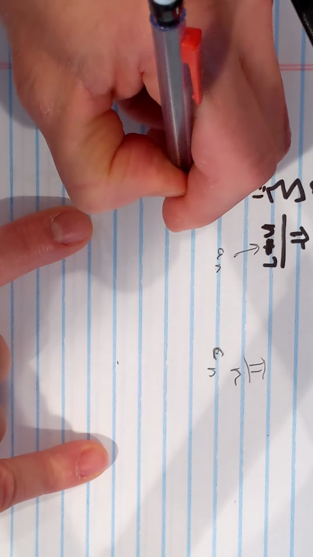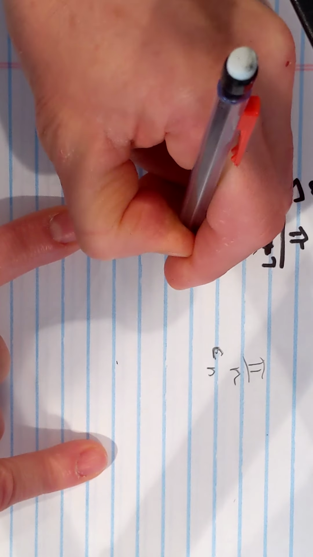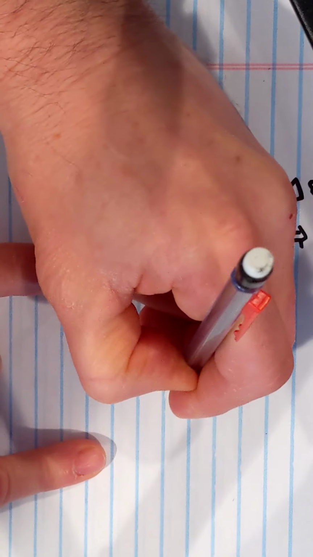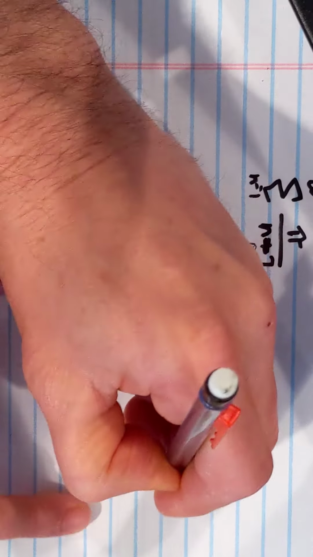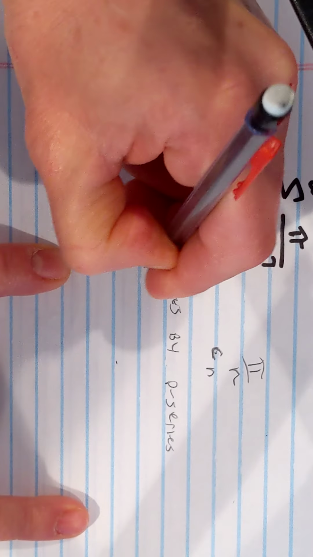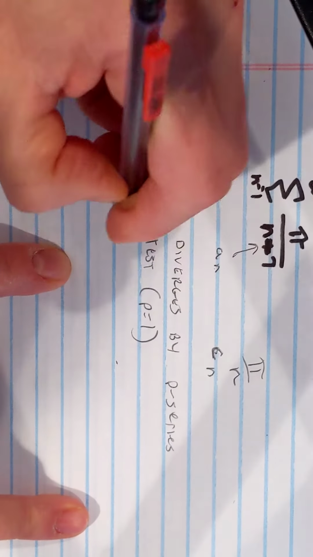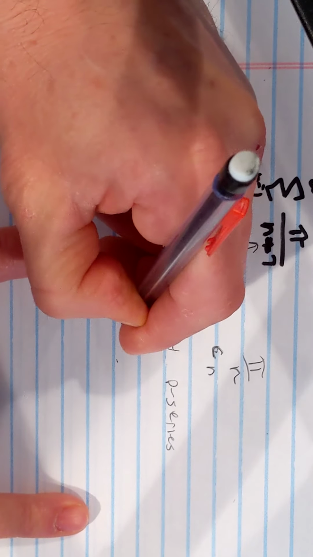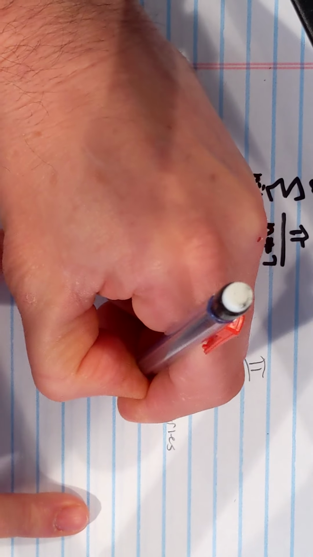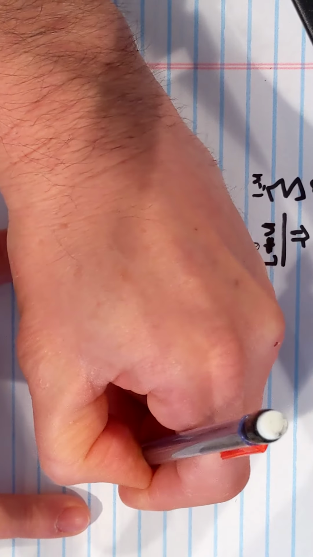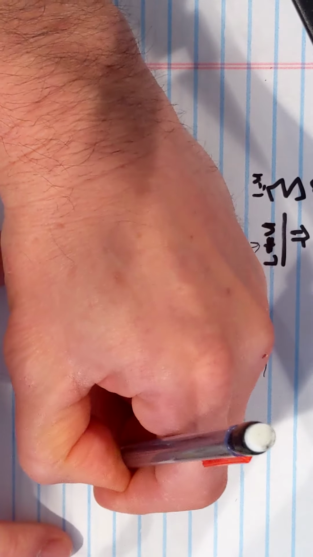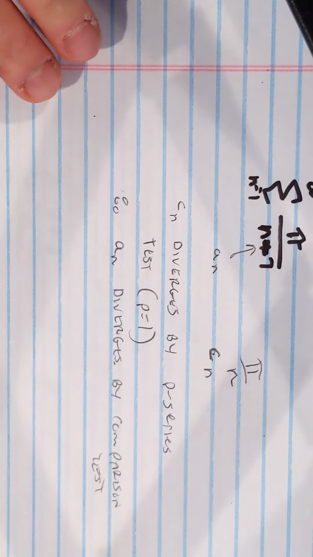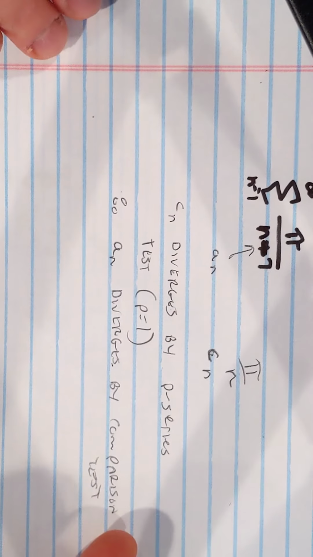I would say that Cn diverges by p-series test. P equals 1. Therefore, a sub n diverges by comparison test. Whether it's direct or limit is irrelevant at this point.